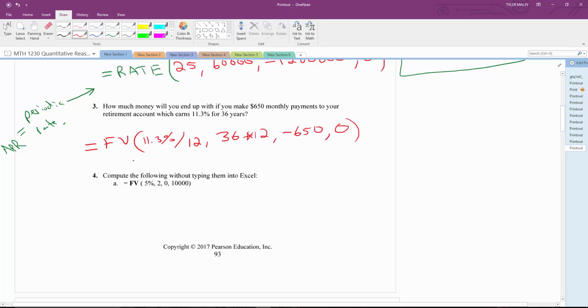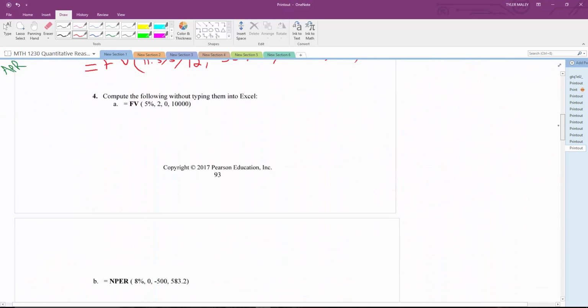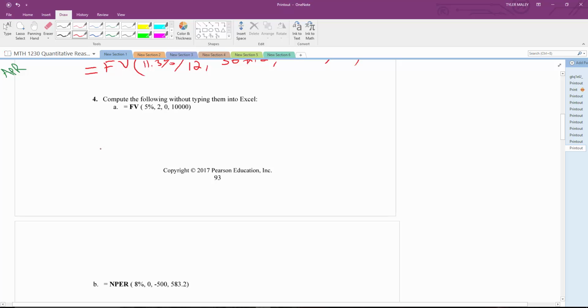So number 4 has 4 parts, and we're going to do this without Excel. We can definitely use a calculator, but we want to try to solve them using the equation that I had written above. All right, so remember, we have future value equals present value times 1 plus my rate raised to the number of periods, NPER.